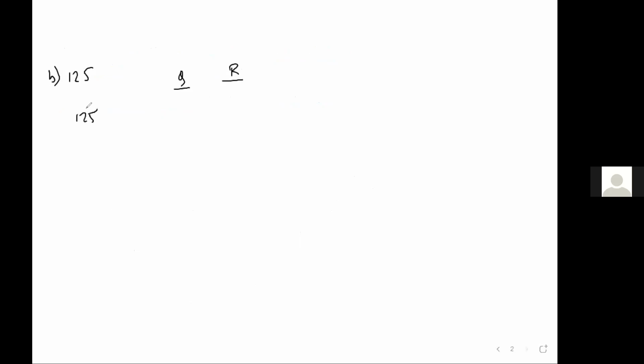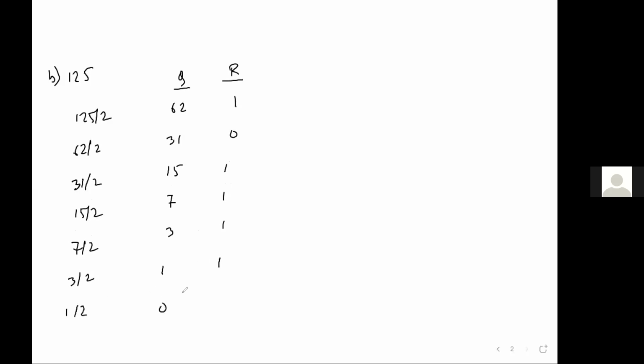Divide 125 by 2. So what will be the quotient? 62, right? 62 by 2, once again, will give you 31 and 0. 31 by 2 will give you 15 and 1. 15 by 2 will give you 7 and 1. 7 by 2 will give you 3 and 1. 3 by 2 will give you 1 and 1. 1 by 2 will give you 0 and 1.